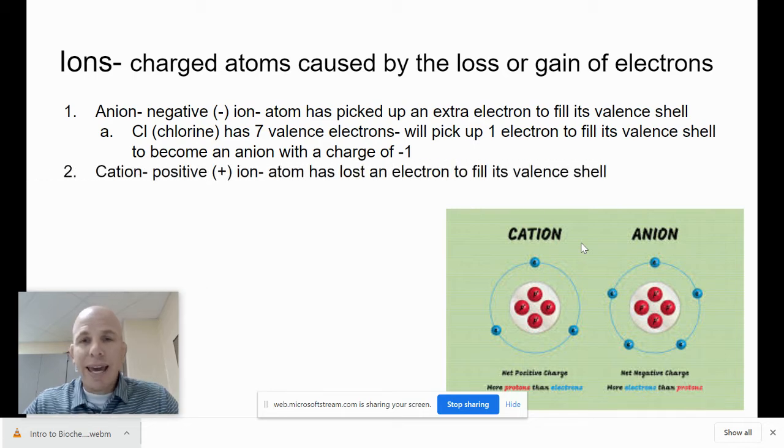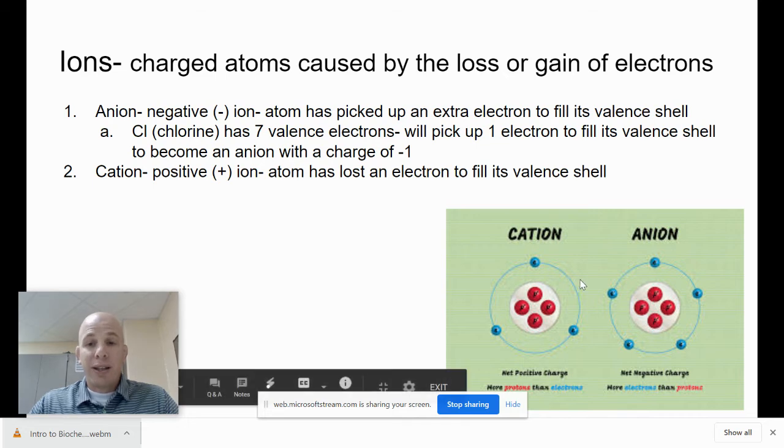The opposite of that is a cation. A cation is a positive ion. So if I'm looking at this guy right here, I have 1, 2, 3 electrons that have a charge of -1, and then 1, 2, 3, 4 protons that have a charge of +1. So since I have more protons than I do electrons, now I'm going to have a +1 charge on this atom.